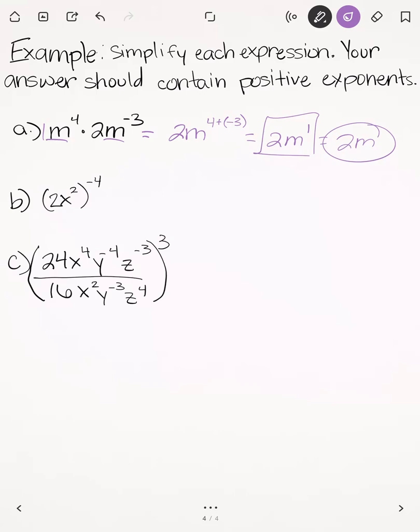Looking at example B, okay, on this one I notice a negative exponent. How do we get rid of it? We have to flip it to the denominator. Well, right now, it doesn't look like a fraction, but if I put it over 1, it's now a fraction. All I'm going to do is take this whole thing right here and put it in the denominator, and the 1 gets to go to the top. So what that looks like is I have 1 over 2x squared to the 4th power, because now the exponent is positive. But I'm not done.